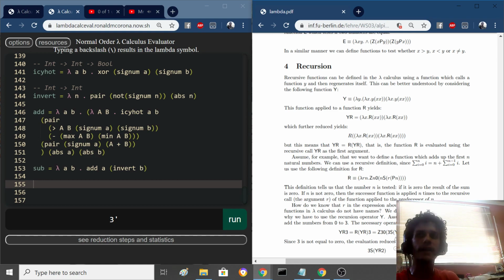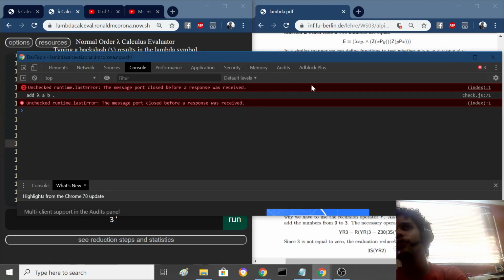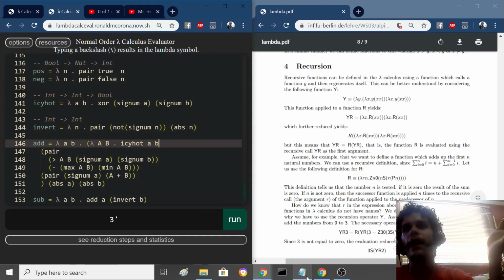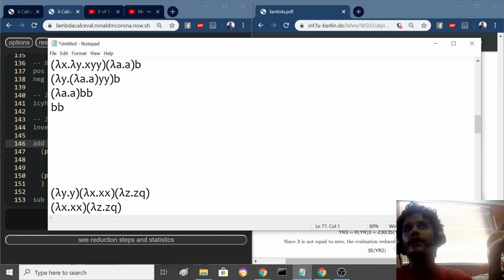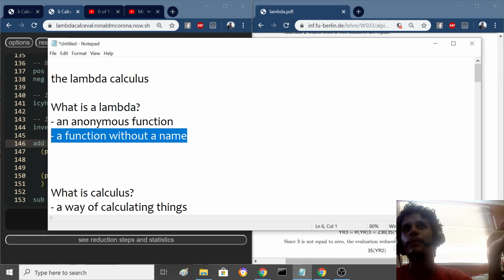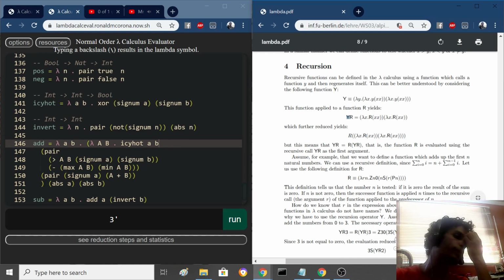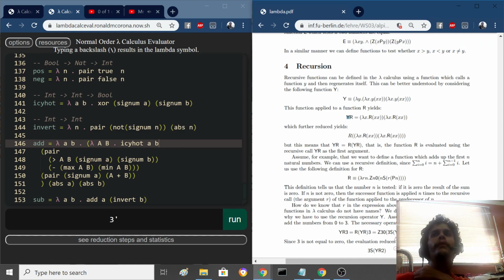Hopefully you know what recursion is. It's when a function just refers to itself. In the lambda calculus, the functions don't really have names. That's what lambda means, a function without a name. So we have to use the Y Combinator to do recursion. So this little r is kind of the same as the big R. So just trust it, okay?